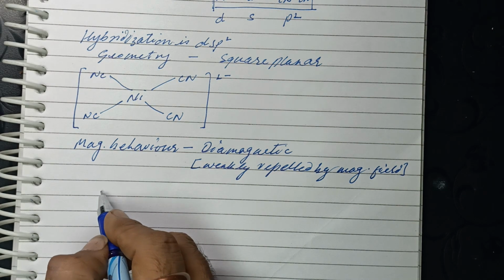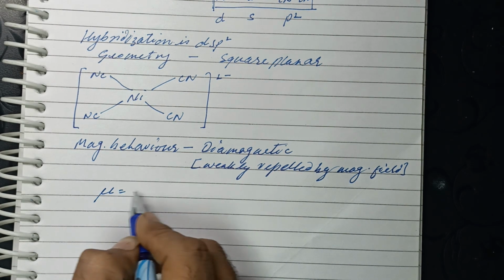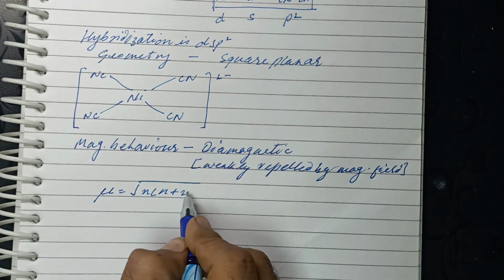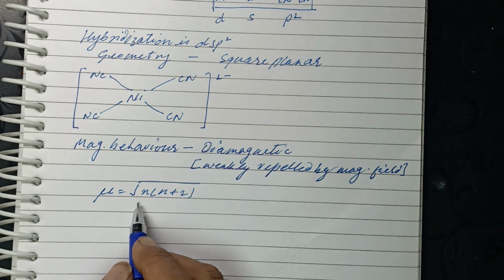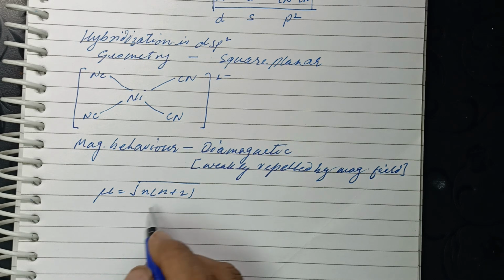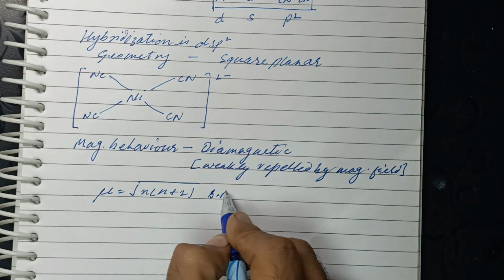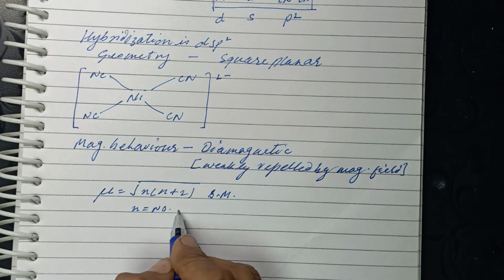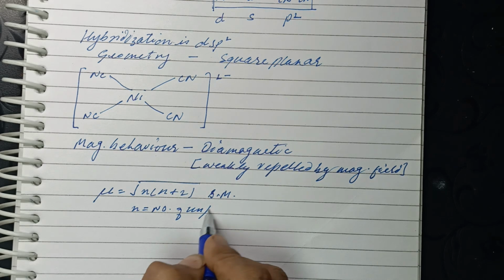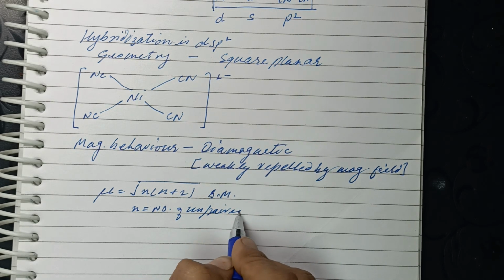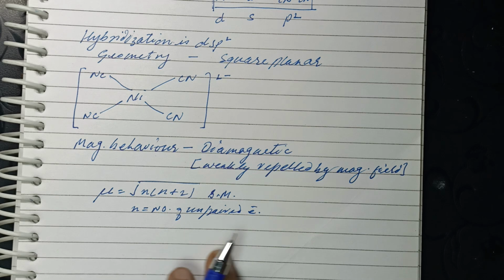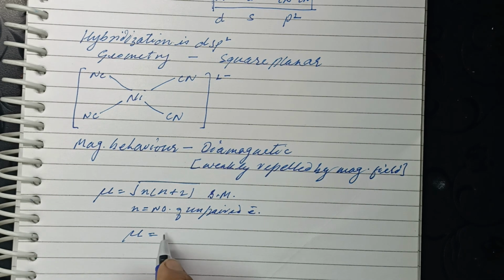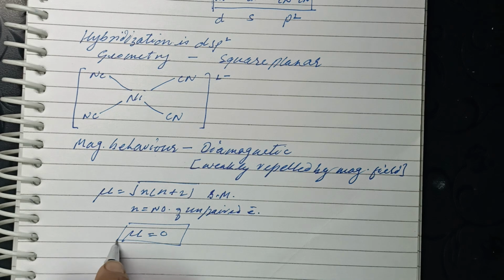We can also calculate the magnetic moment. Mu is equal to root of n(n+2). But this is the limitation of VBT. VBT did not calculate the magnetic moment. Unit is Bohr magneton, where n is the number of unpaired electrons. And there is no unpaired electron, therefore the magnetic moment comes out to be 0 in this case.